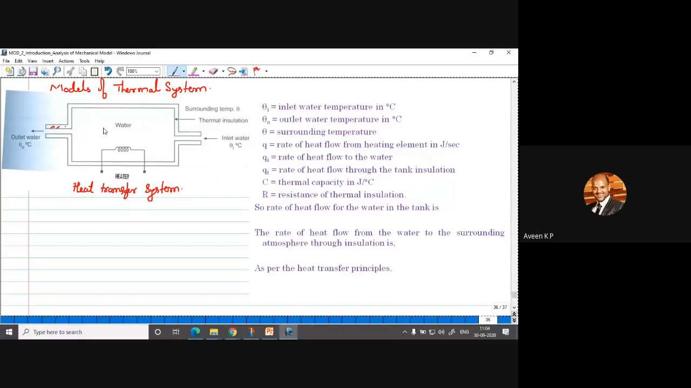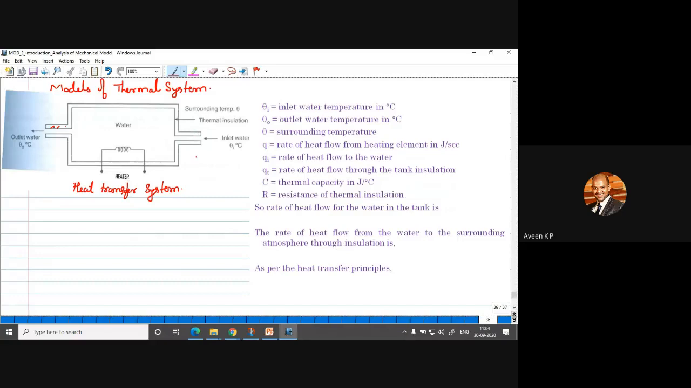Starting, you can see here what is theta i. So theta i is nothing but inlet water temperature, and theta naught is outlet water temperature. So you can see here theta i is inlet and theta naught is outlet, and theta is nothing but surrounding temperature, and Q is the rate of heat flow from heating element in joule per second.